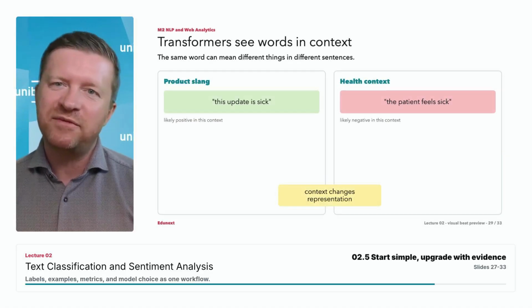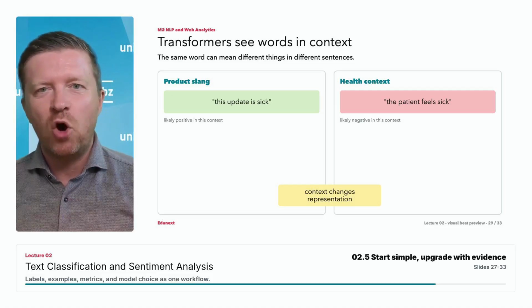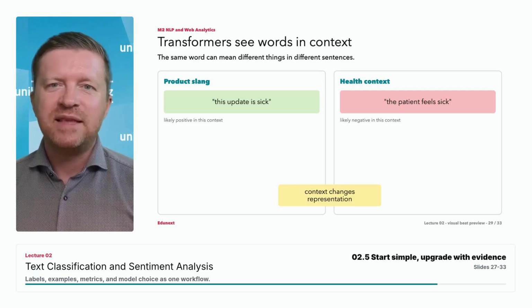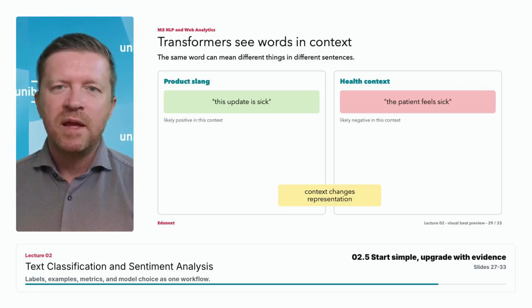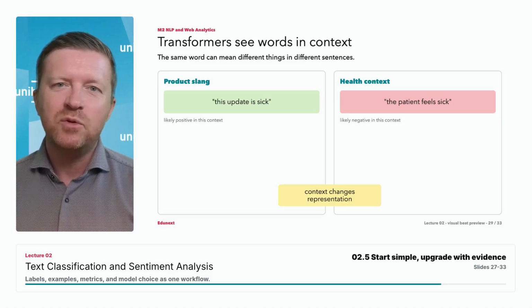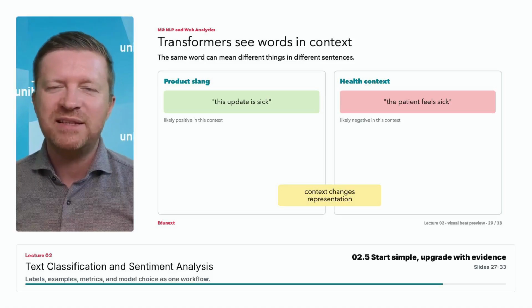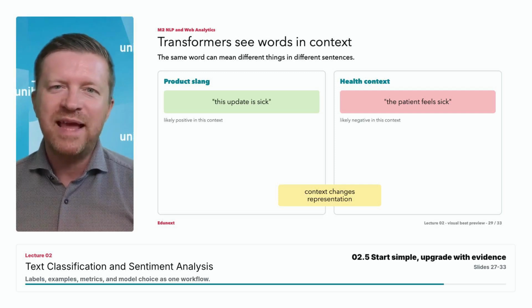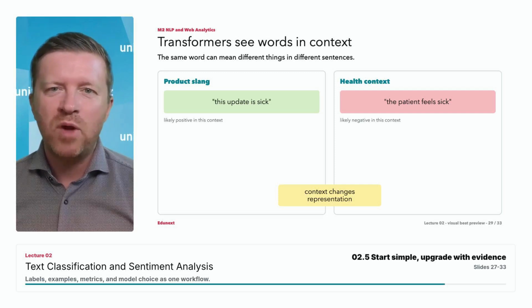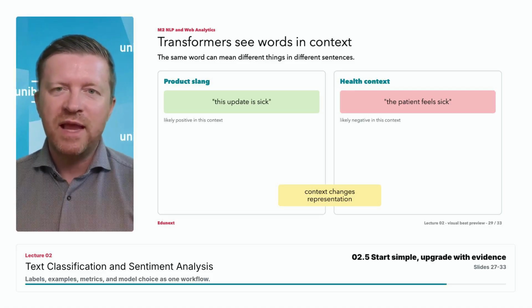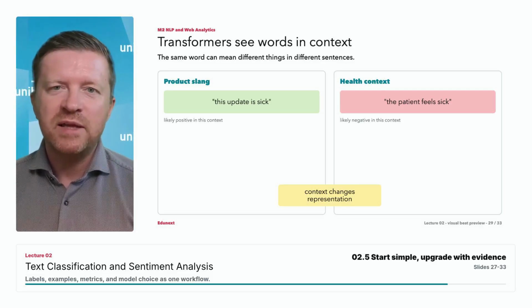Transformers add something different. They represent words in context. The word sick in "this update is sick" may mean something positive in product slang. The word sick in "the patient feels sick" means something else. A contextual model can represent these two uses differently. So the value of a transformer is not simply that it is larger. The value is that it can capture context that simpler representations miss. This can help when the language is nuanced, the labels are subtle, or the cost of mistakes is high.